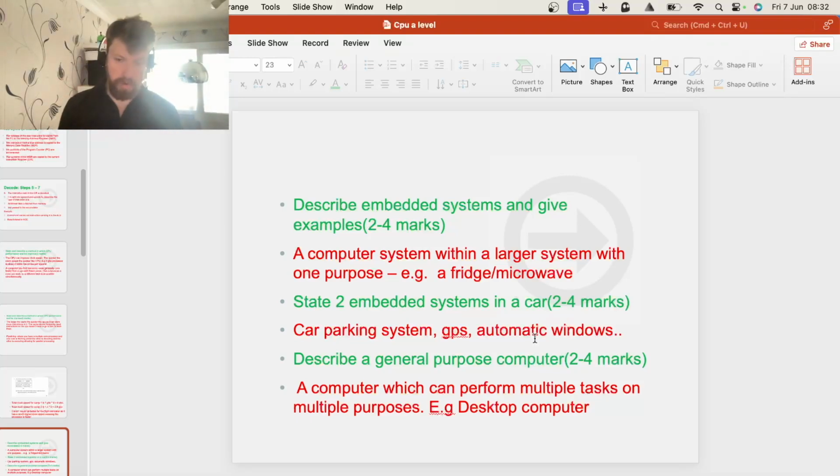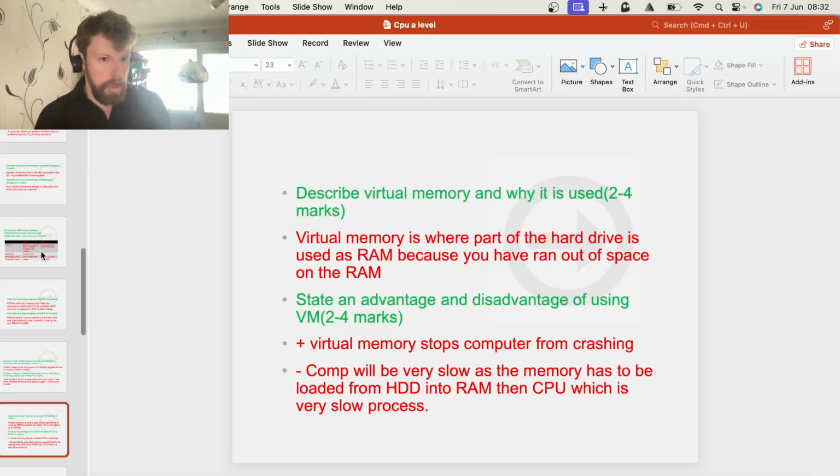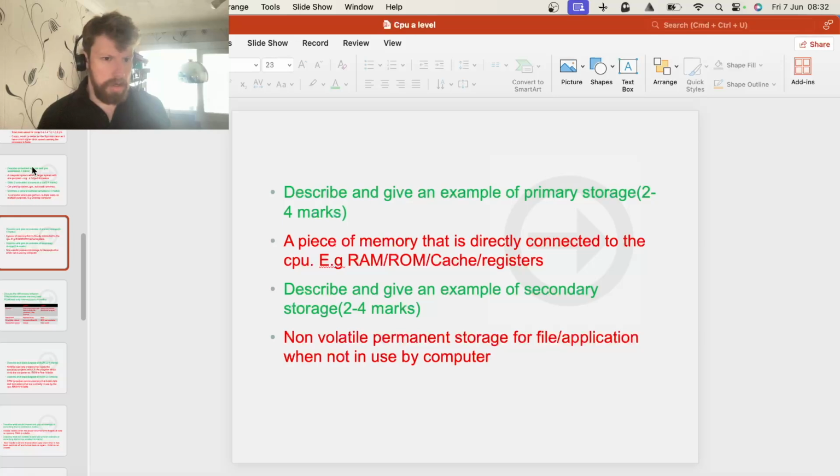Linking that back to von Neumann and Harvard architectures, generally von Neumann is general purpose computers. Embedded systems are Harvard architecture. Okay, so we've got that one.